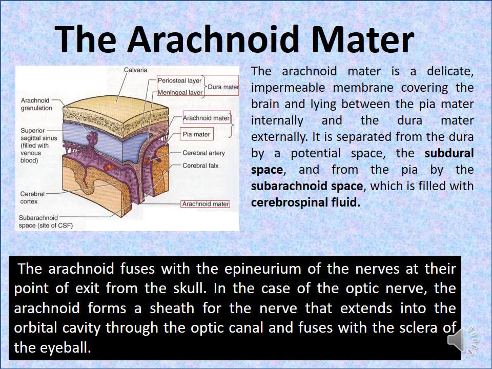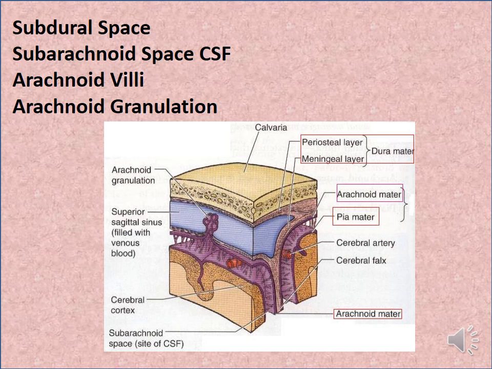The arachnoid mater fuses with the epineurium of the nerves at their point of exit from the skull. In the case of the optic nerve, the arachnoid forms a sheath for the nerve that extends into the orbital cavity through the optic canal and fuses with the sclera of the eyeball. The spaces within the arachnoid mater are, above, the subdural space, and below, the subarachnoid space that contains cerebrospinal fluid, and we have arachnoid villi and arachnoid granulations.